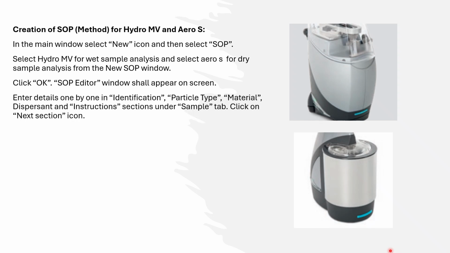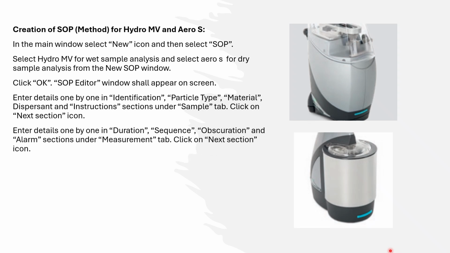Now here we need to enter the details like identification, particle type, material, dispersant, and instructions if you have any, in the instruction section under the sample tab. Then click on the next section icon and enter the details one by one in the duration, sequence, obscuration, and alarm sections under the measurement tab. All these parameters will be part of your standard testing procedure based on the method validation, right?